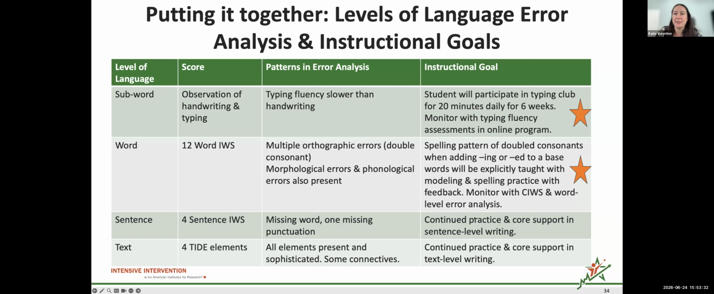The student had a few errors at the sentence level and maybe at the text level, but we'll just continue practice and core support in Tier 1 instruction on both of those. But I do want to highlight that instruction should continue at the text level and the sentence level, even though we're focusing our intervention targets at these other levels as well.